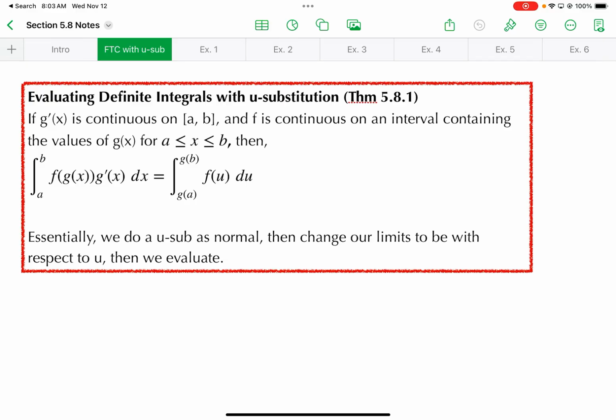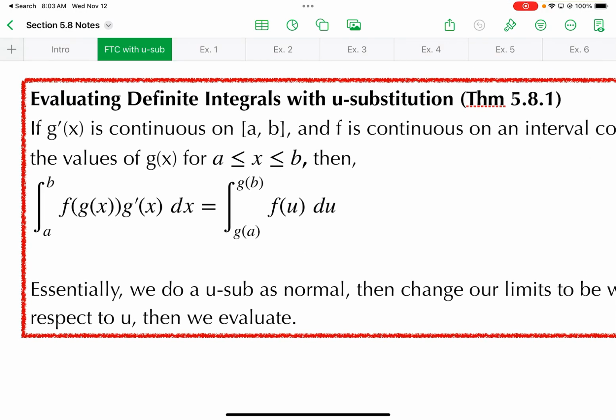But if you are integrating a function within a function, like to the left, this is when we would use u-sub in the past. So you would do your u-substitution, and then figure out your du as well. That's all the same. The only thing that changes when we do u-substitution with a definite integral is that you also need to change your limits.